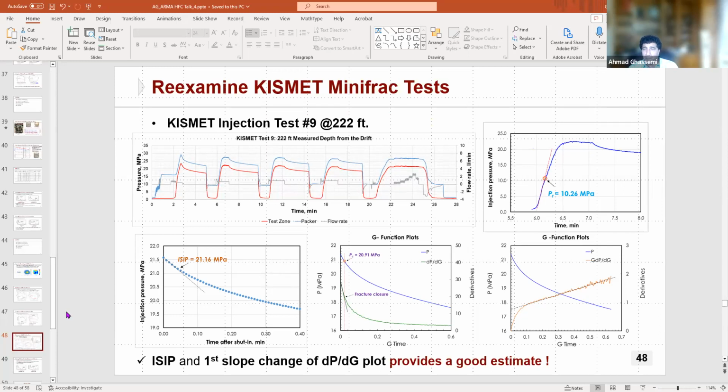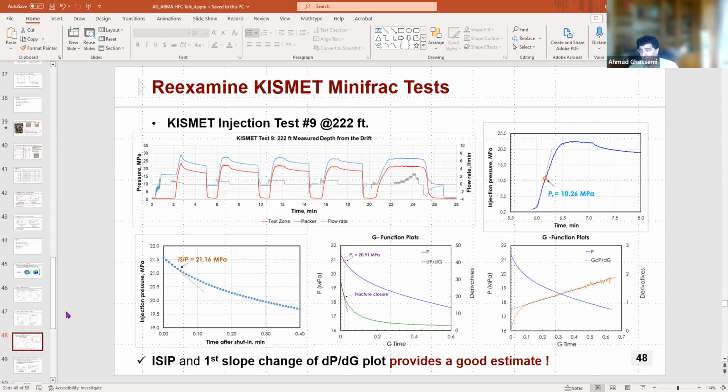This is test 9, and you can see here that the ISIP, when we applied that to the data, provided 21.16 MPa for the Shmin. And if we take our realization of the closure pressure based on the compliance technique, we get roughly 21 MPa, which is very close.